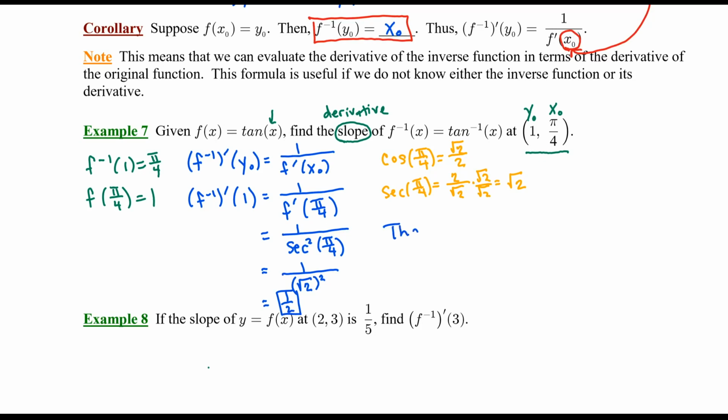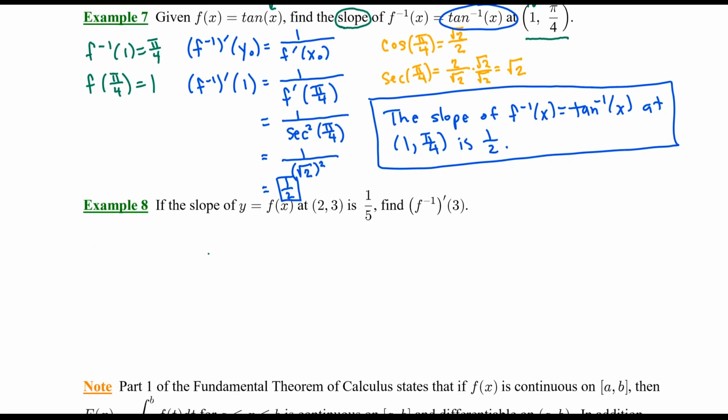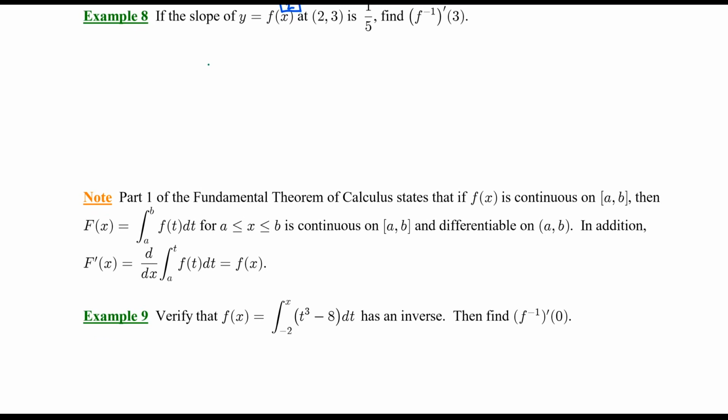Thus, we can say the slope of inverse tangent of x, let me write it in function notation, f inverse of x equal to inverse tangent of x, at the point (1, pi over 4) is 1/2. The thing you need to observe, what's the big picture here? We have found the slope of an inverse function without ever differentiating that inverse function. Let's try another example.